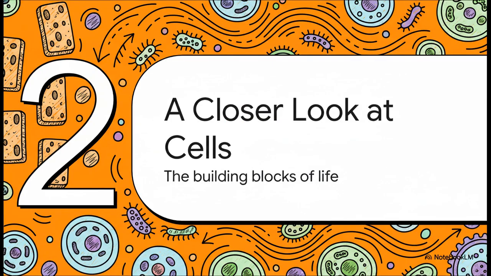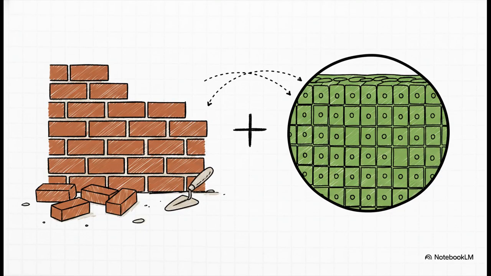So we've gone from Hooke's first glimpse of a dead cork cell to realizing we're talking about the fundamental unit of all life. This right here is probably the most important analogy to remember. It doesn't matter if it's a giant redwood tree, a tiny little fly, or you and me. Everything is built from these basic blocks. Cells really are the bricks of life.